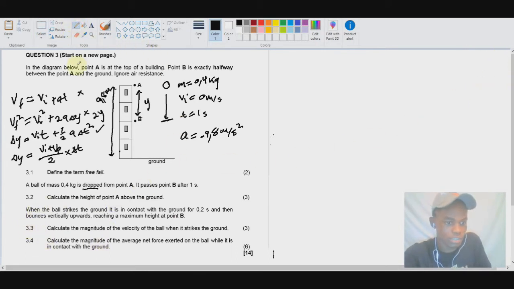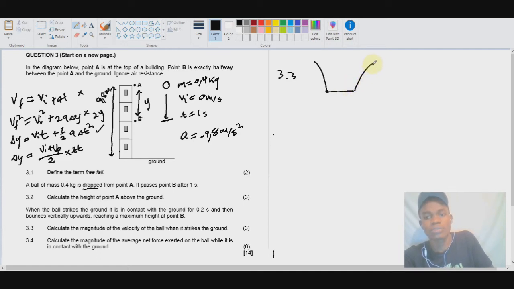The next question is question 3.3. It says when the ball strikes the ground, it is in contact with the ground for 0.2 seconds and then bounces vertically upwards, reaching a maximum height at point B. I like to sketch this one to illustrate the motion. This ball is coming to the ground, and then a certain time elapses, which is 0.2 seconds, and then the ball jumps off the ground again and reaches the maximum height at point B. Remember, we know the distance from the ground to point B because it's y, which is half of the total distance.